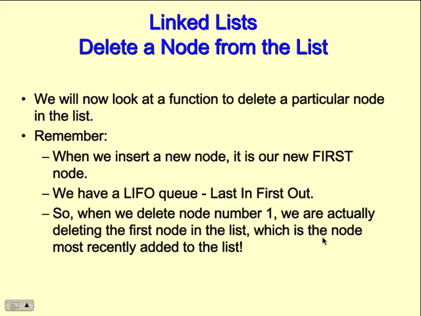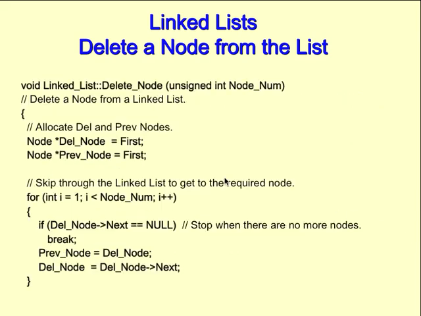So when you delete node number 1, you're actually deleting the first node in the list. So the first node actually has to be treated differently, because if you're deleting the first node, you have to have first point to it, so we know which node is the first one. So here we go. We're going to delete a node from the linked list.